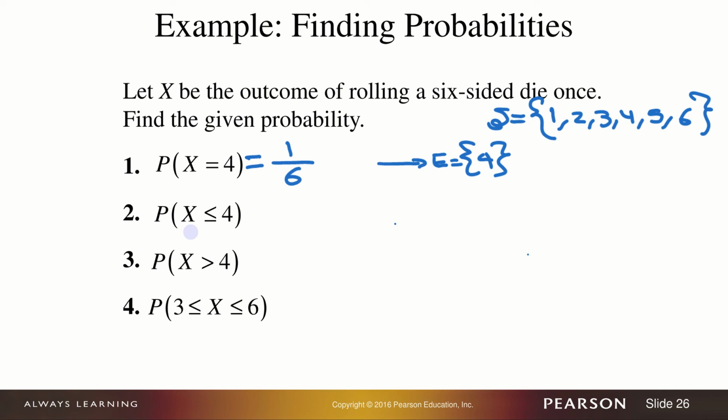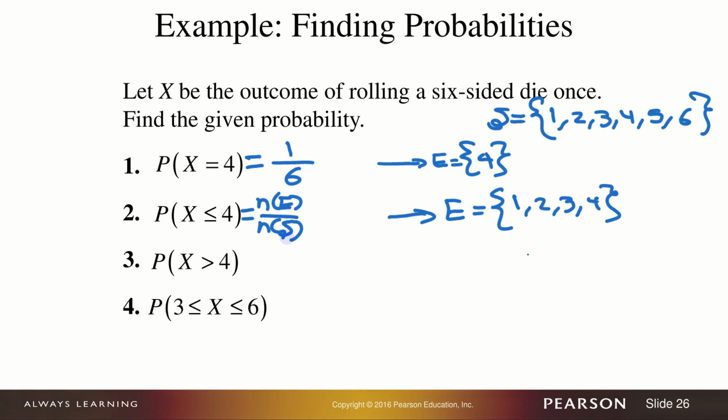Now we want to know what's the probability that x is less than or equal to 4. So the event we're looking at contains which of these simple outcomes? Well, 1, 2, 3, and 4, because less than or equal to 4. Those would be the outcomes in this non-simple event. So the probability is going to be the cardinality of the event divided by the cardinality of the sample space. So it's going to be 4 over 6, which we can simplify to 2/3.